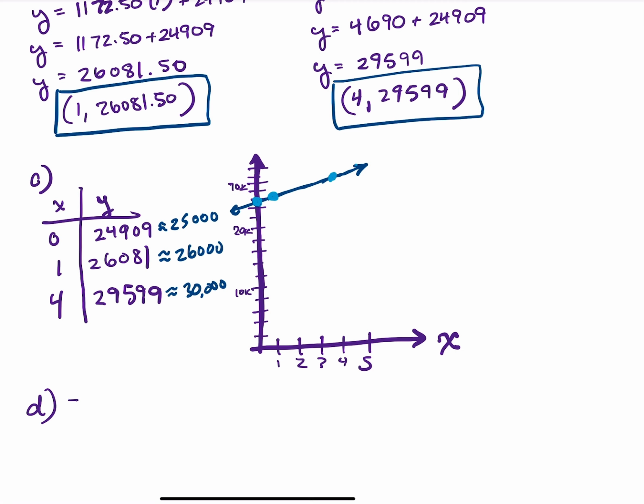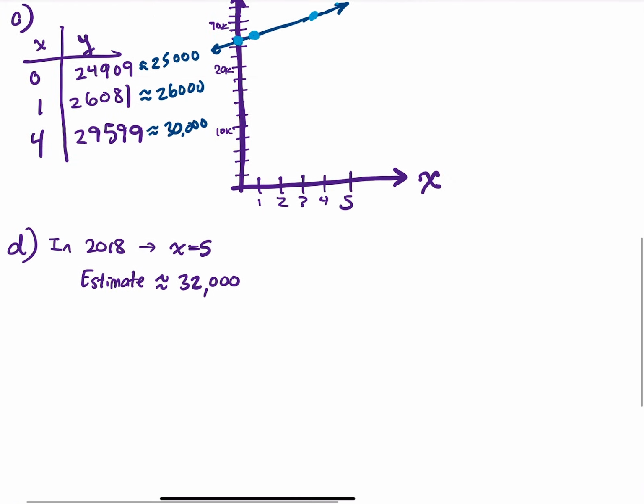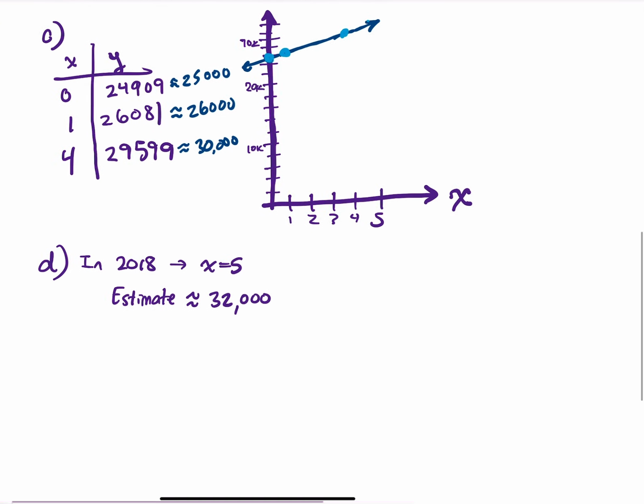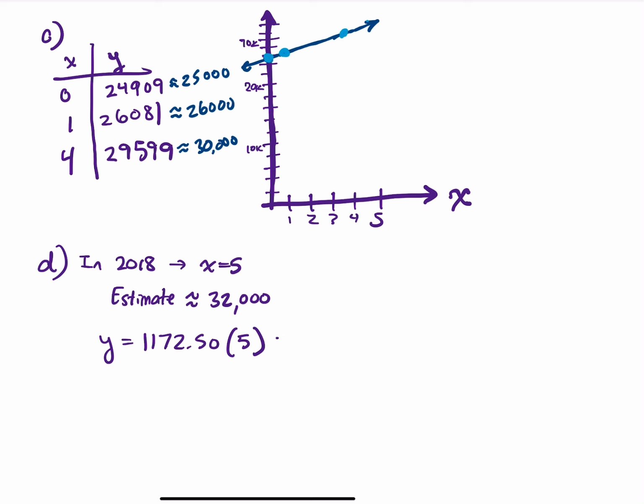So I can say in 2018, this is when x is equal to 5. From the graph, let's say our estimate is approximately 32K. But we have an equation, so if I really wanted to know, I would just plug in 5 for our x value. So let's plug it in. Let's say y equals, the equation was 1172.50 times x, so this time x will be equal to 5, plus 24909.